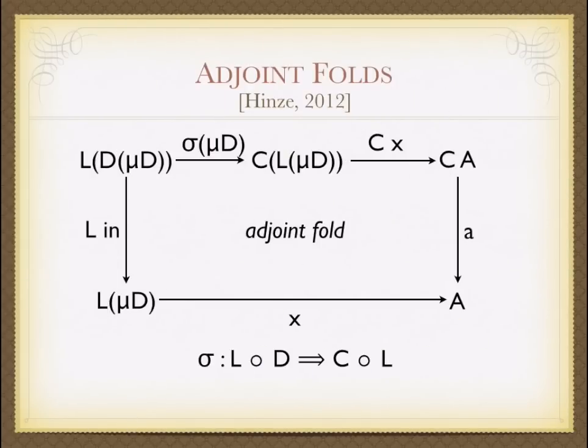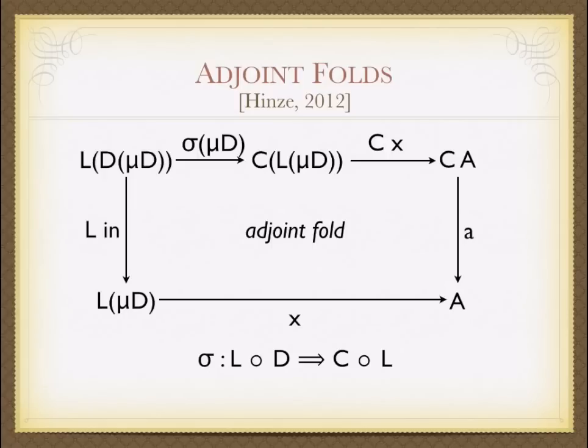Now, a different approach to unification was given by Hinze in 2012, where he introduced adjoint folds. Here, the right-hand side of the diagram is similar to that of ordinary folds, except that the structure D has been replaced with a C for control structure. This scheme changes the structure of the input mu d by wrapping an additional functor L that provides more control over the shape of the input.